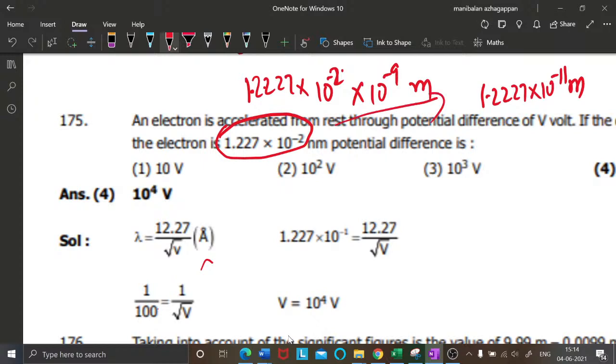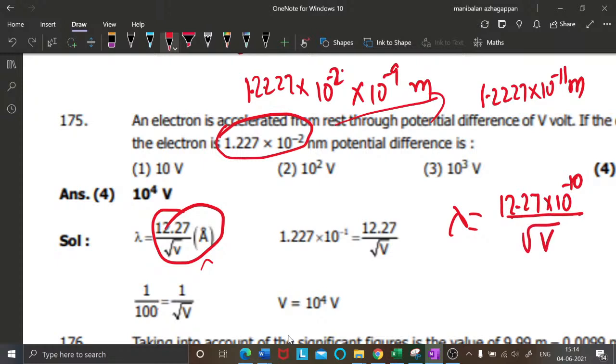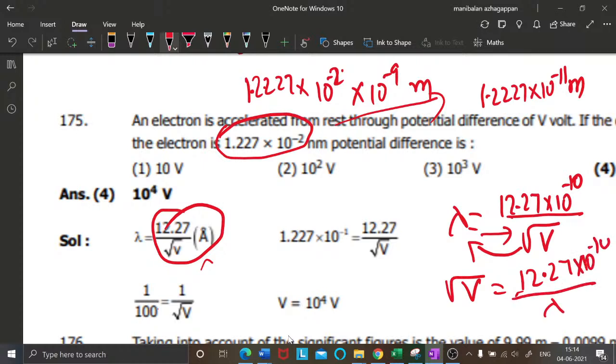Already we know the wavelength of the electron is 12.27 angstrom, which is 10^-10 meter, divided by root of V, root of volt. In this question they ask for the voltage. So bring the voltage to one side and the wavelength to the other: root of volt is equal to 12.27 divided by wavelength. It is 10^-10 in the numerator, and the wavelength I already know is 10^-11. I'll do the same problem on the next page.